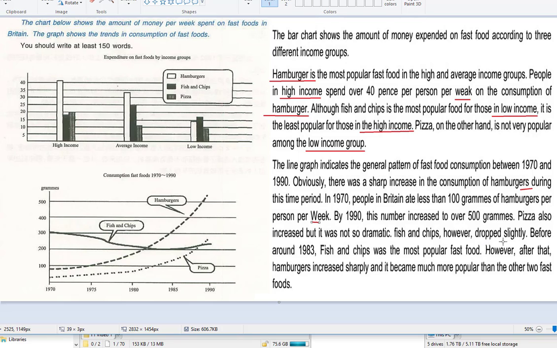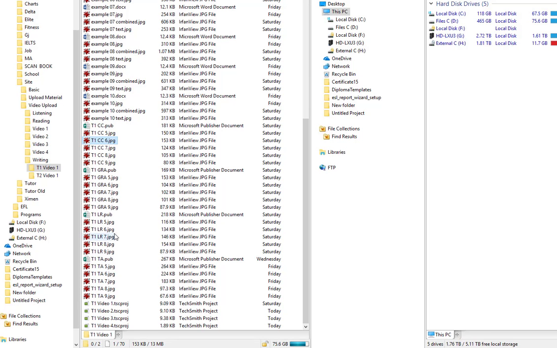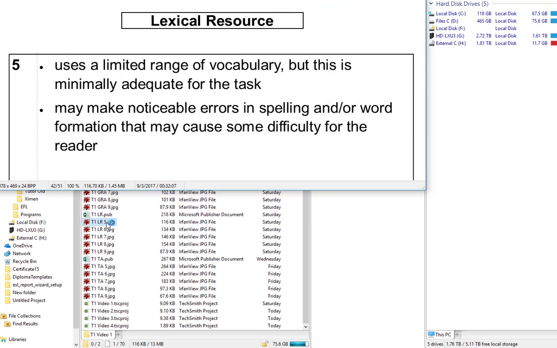Fish and chips dropped slightly. No, fish and chips didn't drop. The consumption of fish and chips dropped. I just see too many inaccuracies. So minimally adequate. Too many inaccuracies.